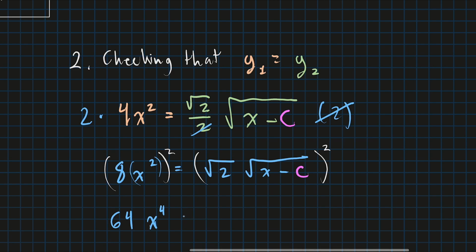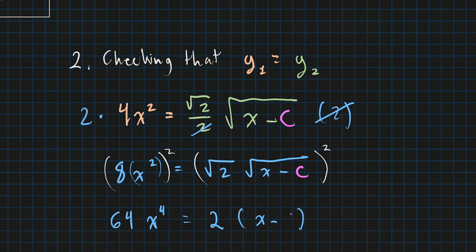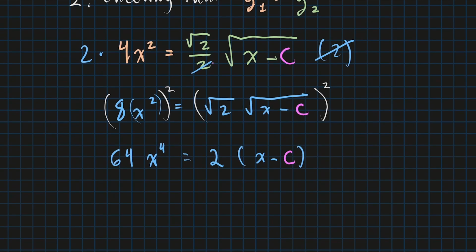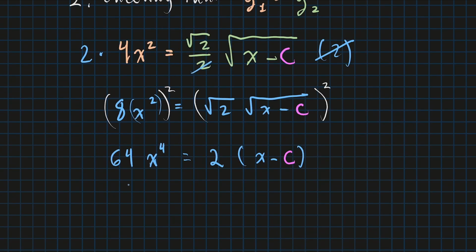And we are doing the same thing on the right side. So the square root of 2 squared is 2, and the square root of x minus c squared is, of course, x minus c. Now, let's divide both sides by 2. So 64 divided by 2 is 32 times x to the 4, and that's equal to x minus c.